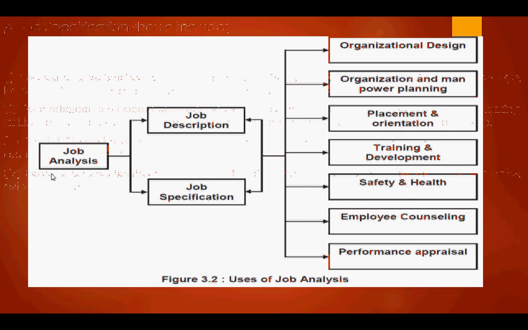So job analysis has two data: one is job description and the other is job specification. And what are the uses of job analysis? It includes organization design, organization and manpower planning, placement and orientation, training and development, safety and health, employee counseling, performance appraisal. For all these activities, job analysis is very useful. Now let's understand these uses of job analysis in detail.